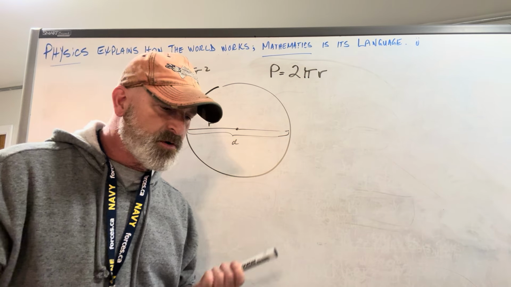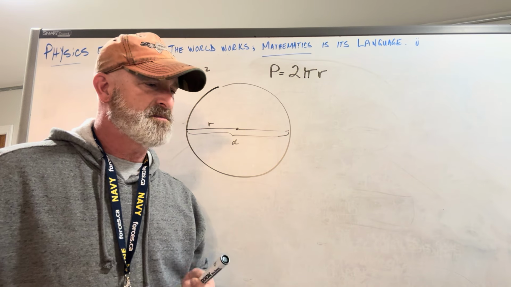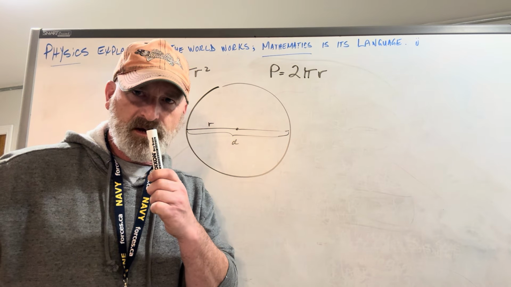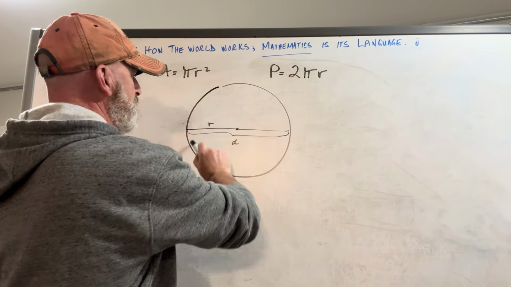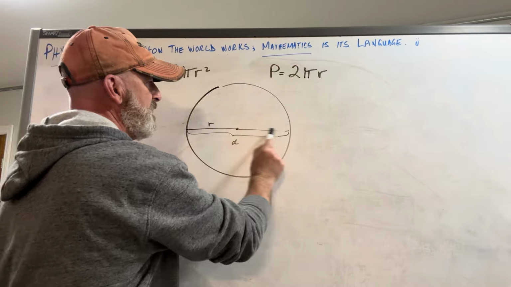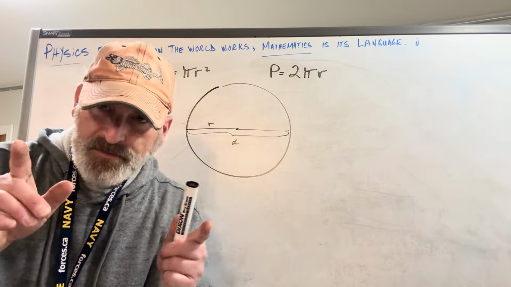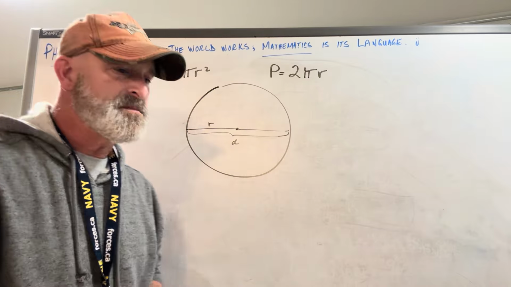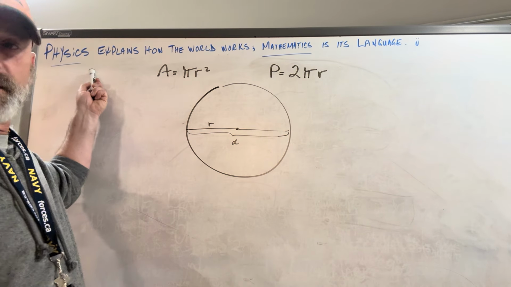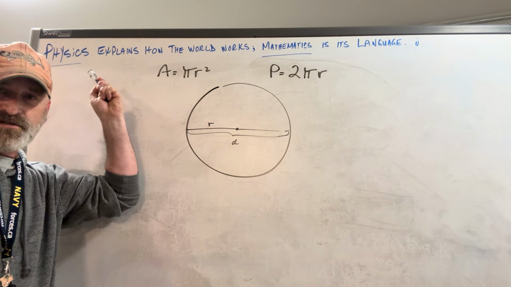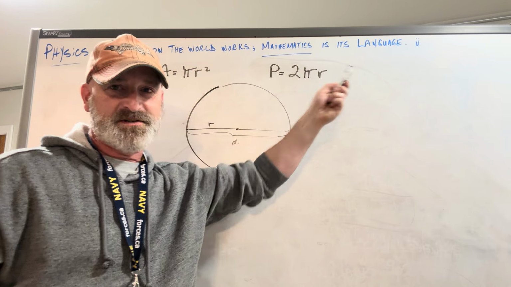Because there's something about a perfect circle. Every time, it doesn't matter how big it is, every time you divide the circumference, the perimeter of a circle, by its diameter, you will always get the same number. Nothing in math is true unless it's proven, and that's why math is the purest of the sciences. Physics explains the natural world and how it works, but math is its language, 100%.